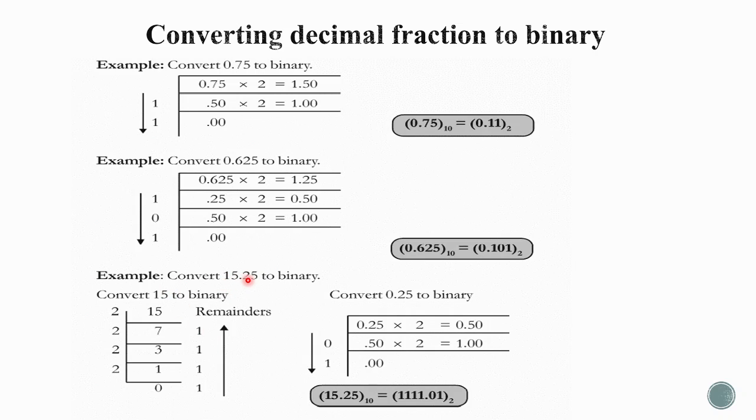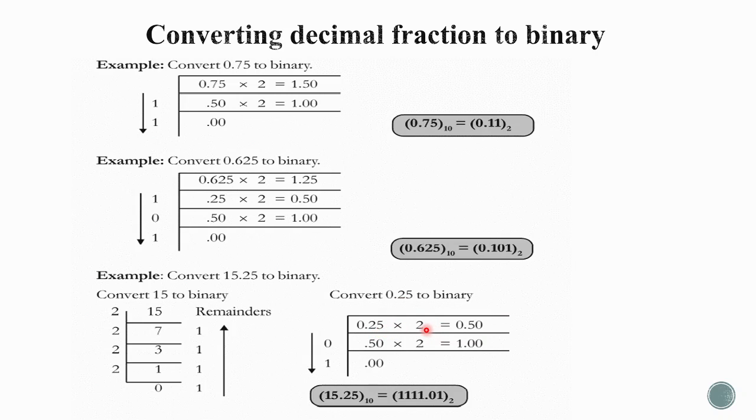Next, consider the fractional part 0.25. Convert this 0.25 to binary. In order to convert a fractional decimal number to binary, we have to use repeated multiplication by 2. So we are going to repeatedly multiply this 0.25 by 2.